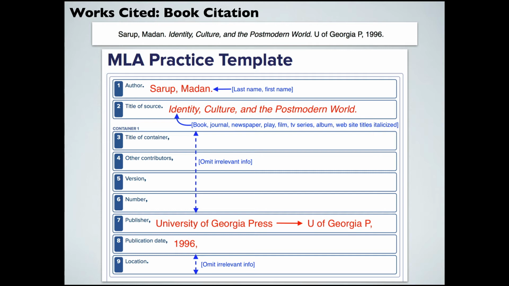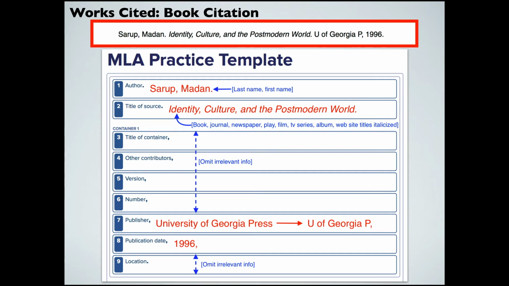And on line 9, the publication location is no longer required for books in the latest edition of the MLA Handbook. So, take the elements out of the template with their punctuation, and you get the bibliographical reference for your Works Cited page. Serap, comma, Maidan, period.